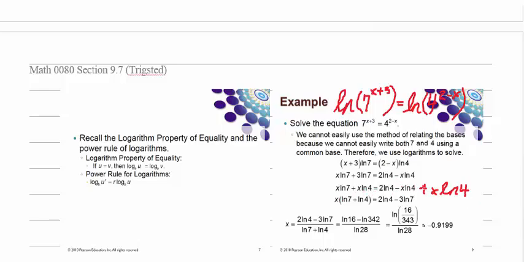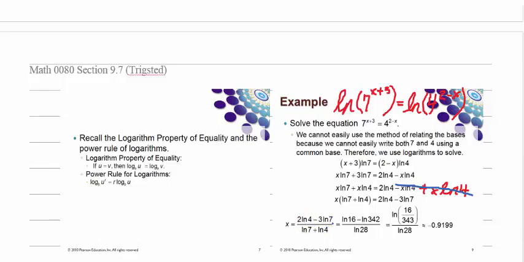And then we subtract 3 natural log 7 from both sides of the equation as well. And now we factor out x, and we're able to divide by the term that's being multiplied by x on both sides of the equation, and we're able to solve.